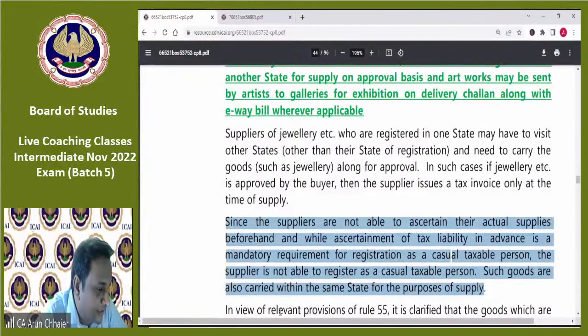Any example for this and the reason? Let me discuss further. We'll discuss. Let me take the printout of the entire circular. We'll read and then further discuss if the time permits.